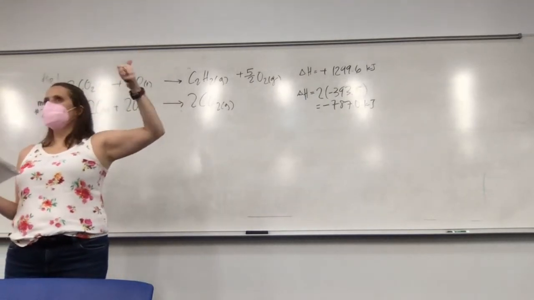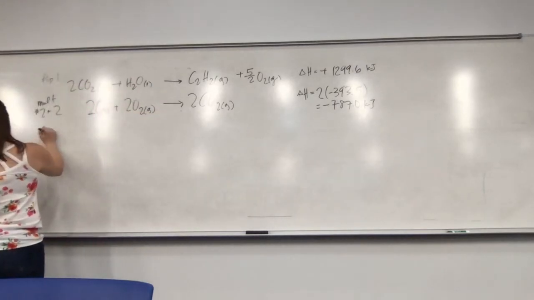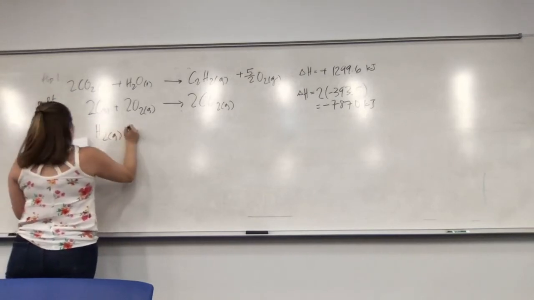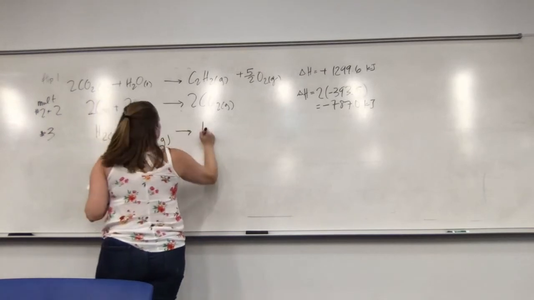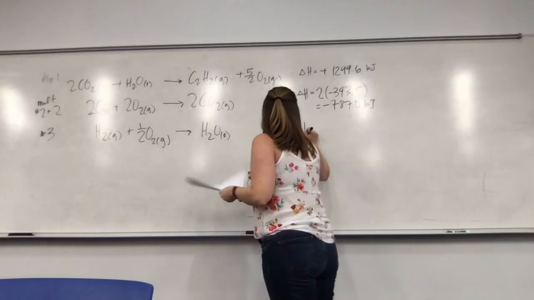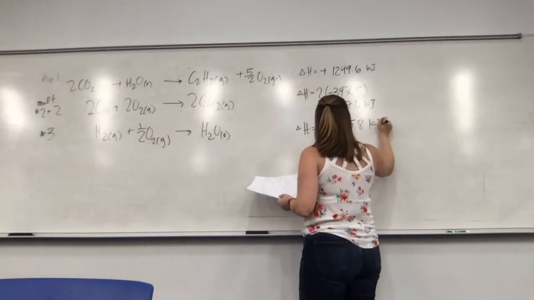For our next equation, we're going to use that as is, because the hydrogen gas is in the same state and coefficient. So we're going to take our H2 gas plus half O2, and that gives us H2O liquid. And our delta H here is negative 285.8 kilojoules.